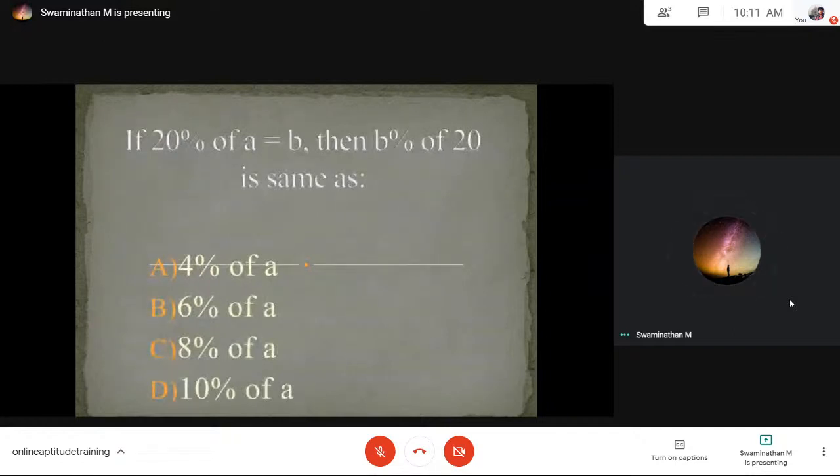Okay. Next one, if 20% of A is equal to B, then B percent of 20 is same as. Read the question again. If 20% of A is equal to B, then B percent of 20. So you have B, then you have to find B percent of 20. So I will move on with the answer.